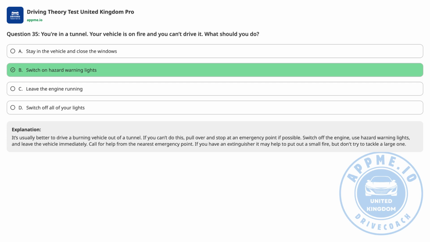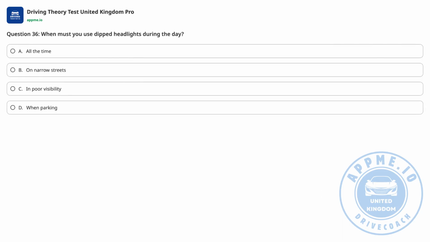The correct answer is B. Question 36. When must you use dipped headlights during the day? A. All the time. B. On narrow streets. C. In poor visibility. D. When parking.